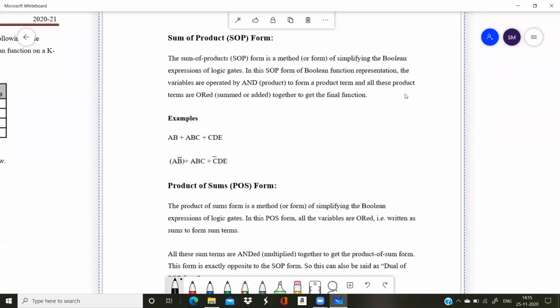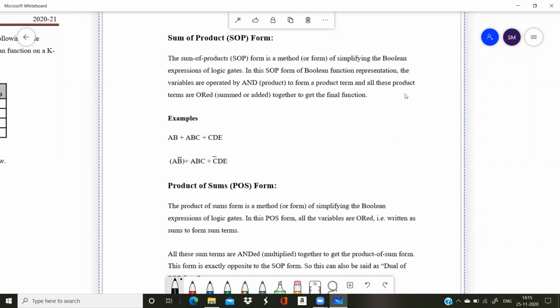Welcome to the next session in Digital Electronics, Unit 3, Boolean Algebra and Logic Gates. So in today's session, let us study what is sum of products form and product of sums form.